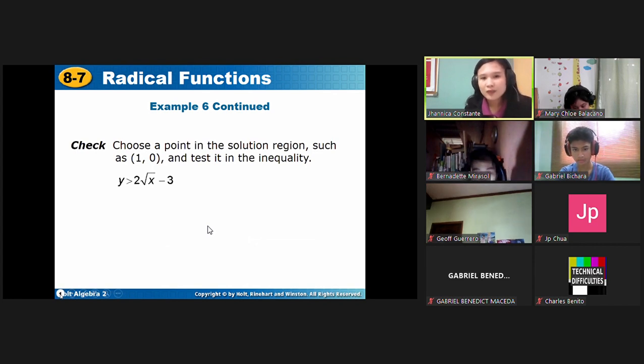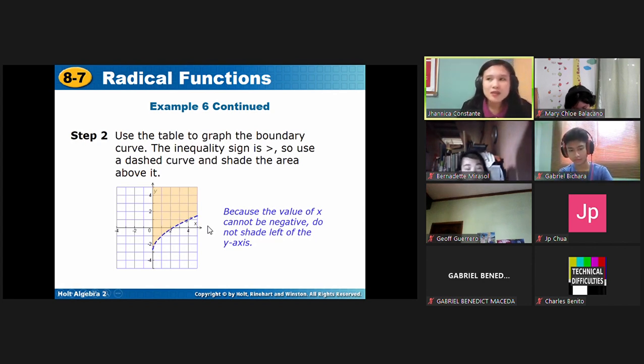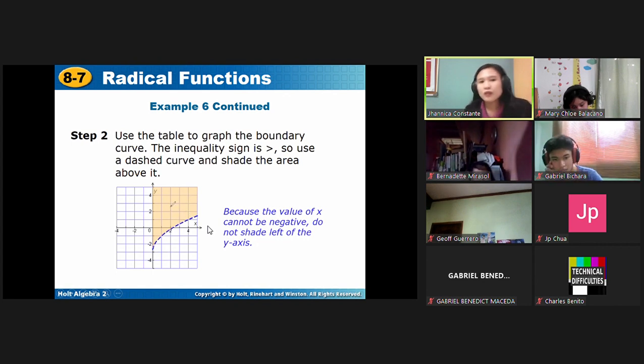So to check, for example, we're going to check if we are correct in solving, if the points in this boundary, the one that we have shaded, are really the set of solutions of our inequality radical function. For example, we're going to use this point from the shaded part of the graph in our radical function. The coordinate of this point is positive 2 and positive 2. So let's check if we are correct in shading the set of solutions from our inequality radical function.